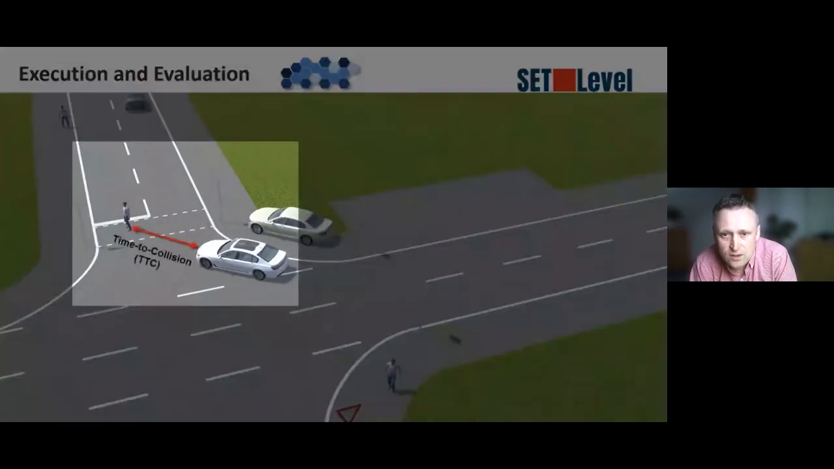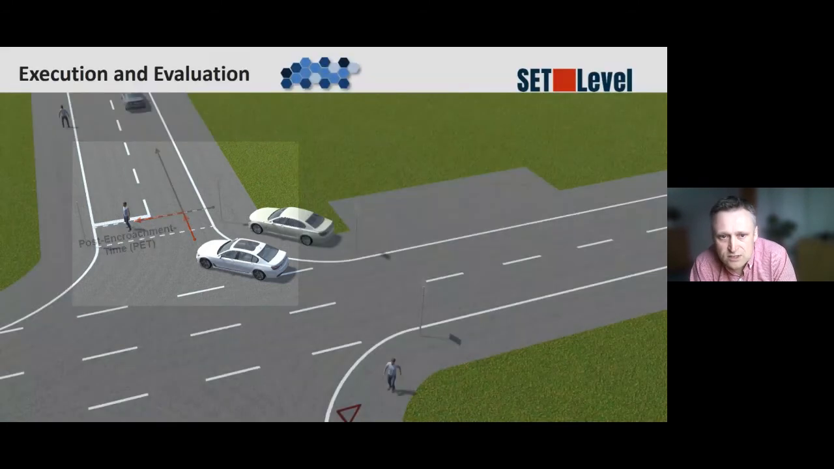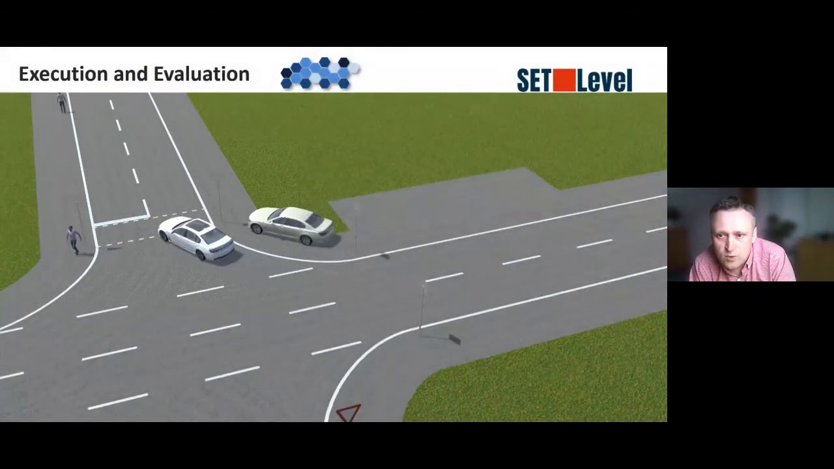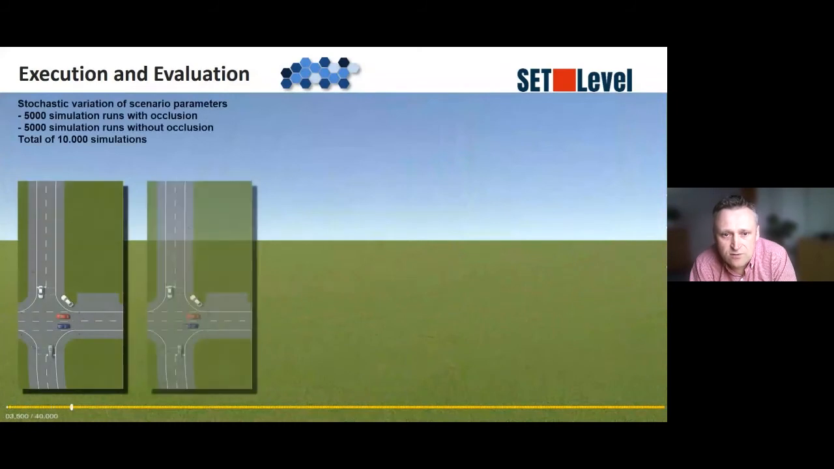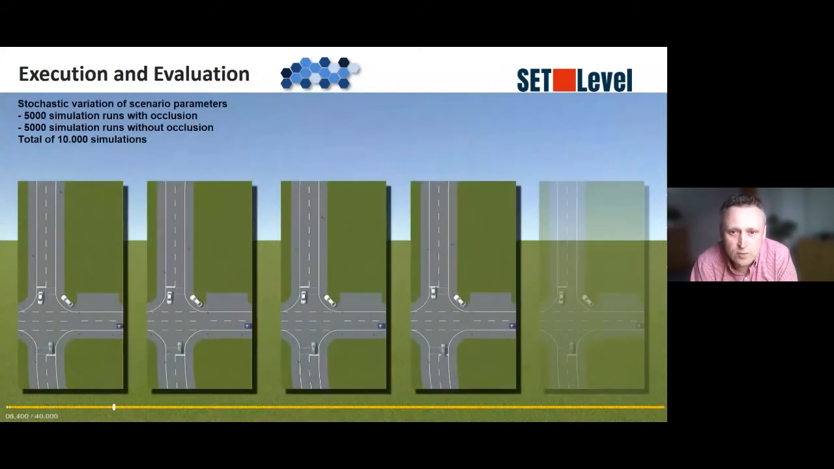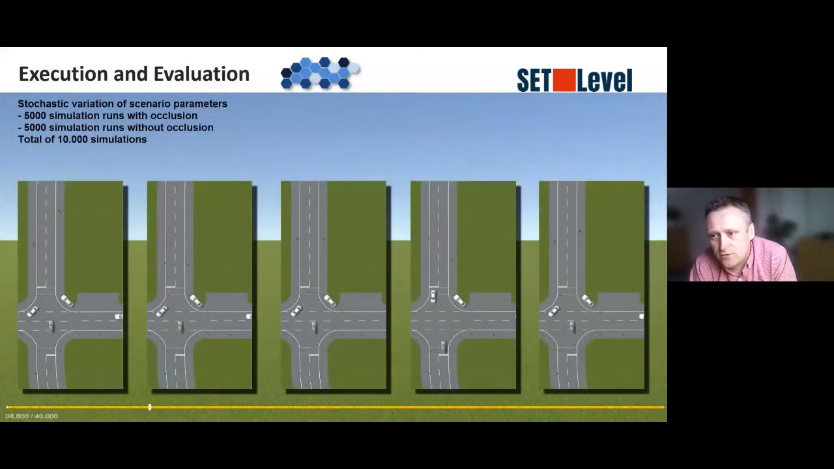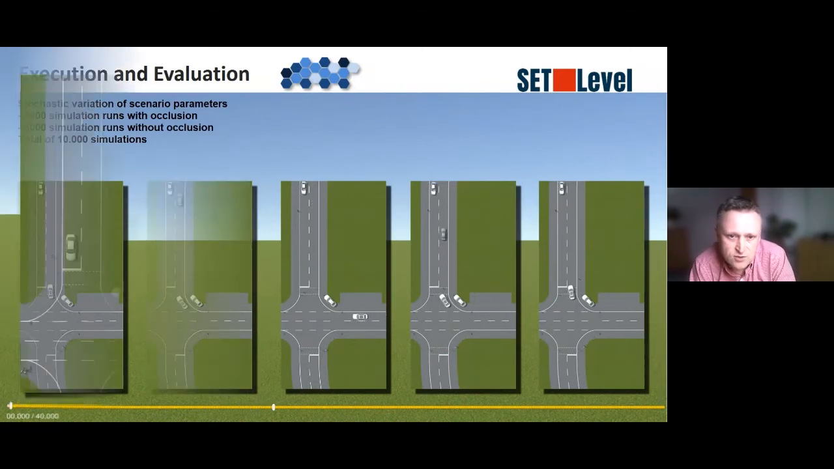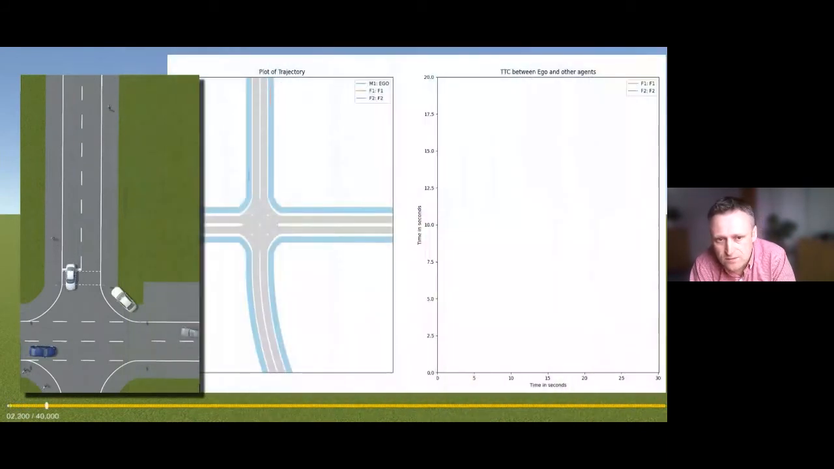As said before, we use the time to collision and the post-encroachment time between the ego and the pedestrian as criticality metrics. The time to collision is calculated online and the post-encroachment time offline afterwards. We then implemented a stochastic variation of the scenario parameters and generated 10,000 concrete scenarios from a logical one, as shown in the slide before. Each scenario is simulated and the results were stored in the data storage and evaluated afterwards.